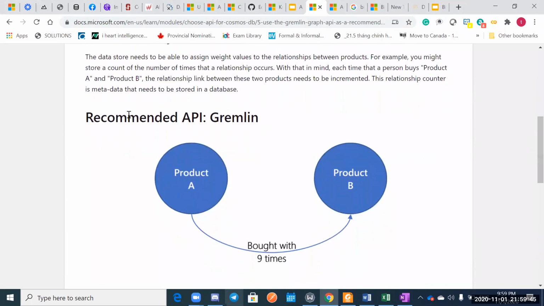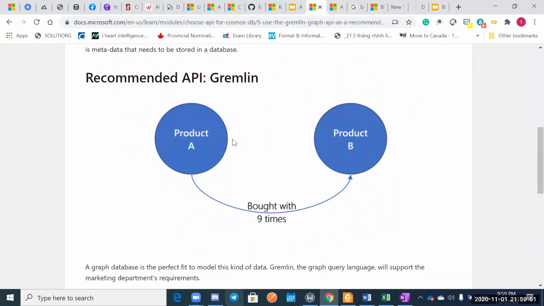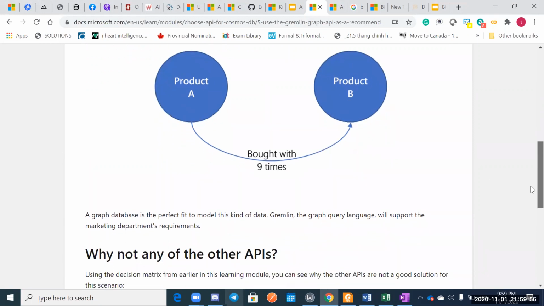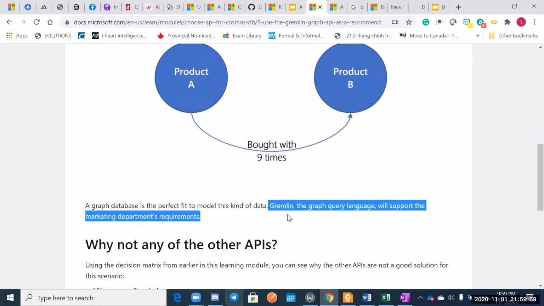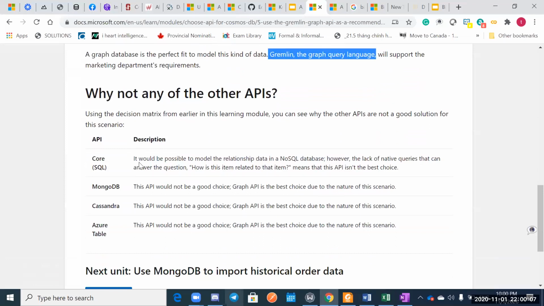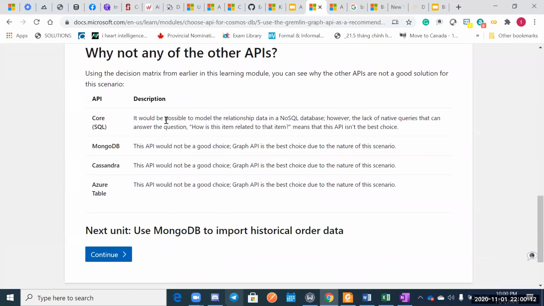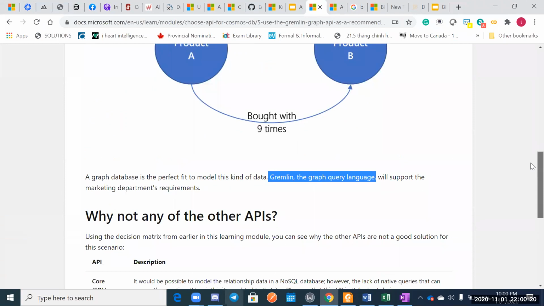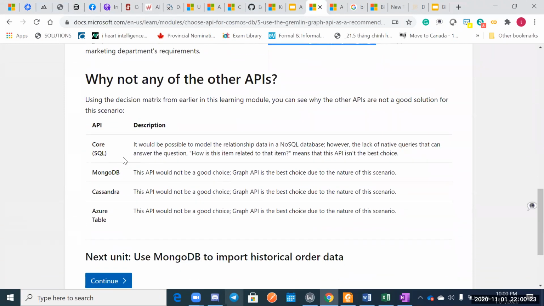So remember, in here we have a graph database, where product A is linked to product B. So what is Gremlin? It's a graph query language. Core SQL is mainly to show the relationship in the database, and this one is more of a graph database. So Core SQL is not a good choice.